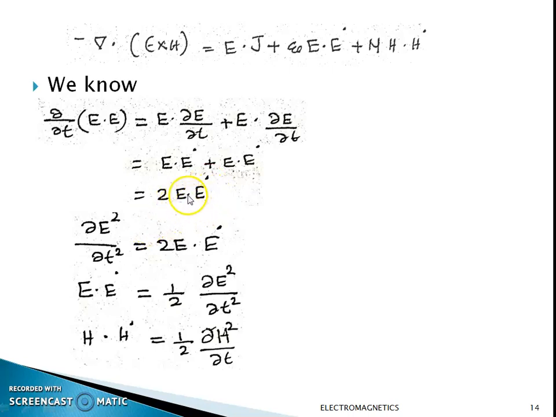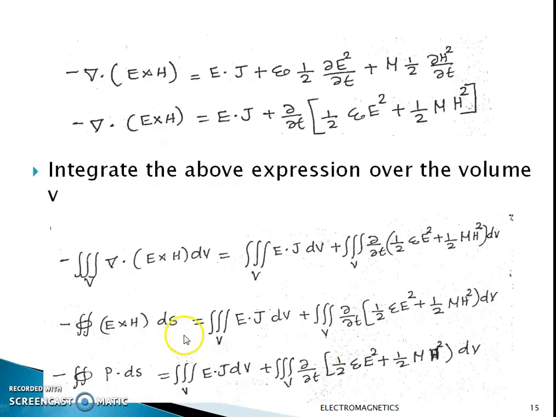Don't be confused with the E dot and E dash. Then dou E square divided by dou T square is equal to 2E dot E dash. That is E dot E dash is equal to half dou E square divided by dou T. In a similar way, we can write H dot H dash is equal to half dou H square divided by dou T.